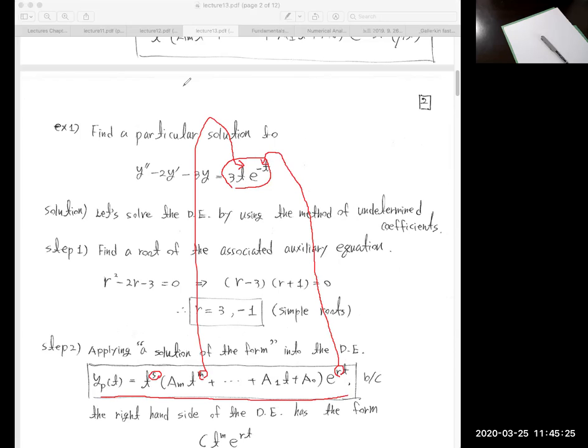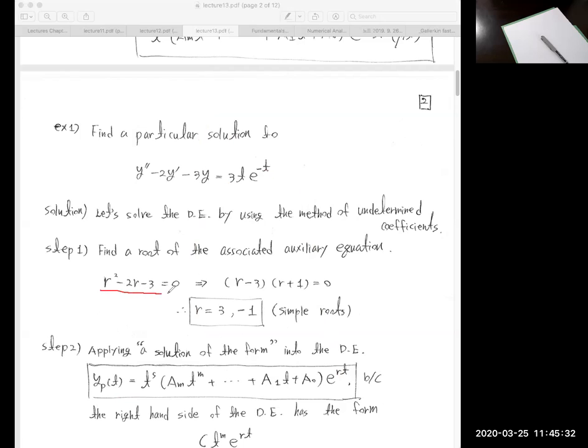What about s? To find s, we need to solve the characteristic equation. Doing the algebra, the roots are 3 and -1, so we have two simple roots. Keep in mind, do not confuse this r with that r. This r comes from the external force, and this r means the root of the characteristic equation. As you can see, the -1 is exactly the same as this r.